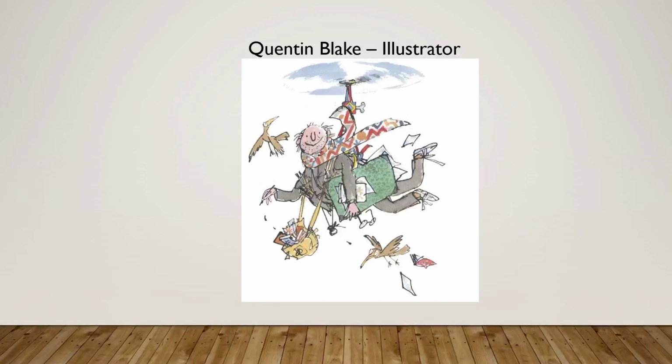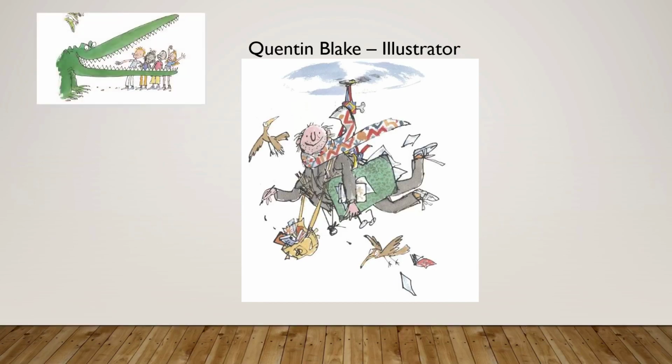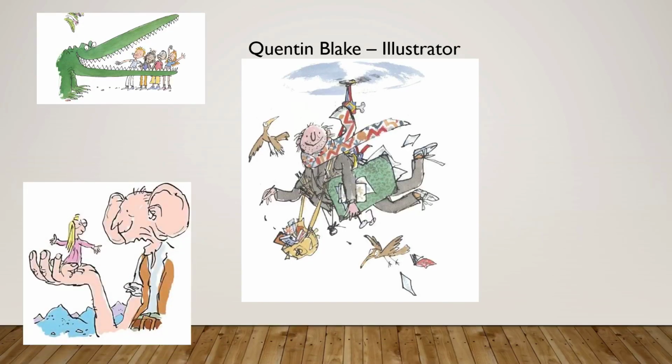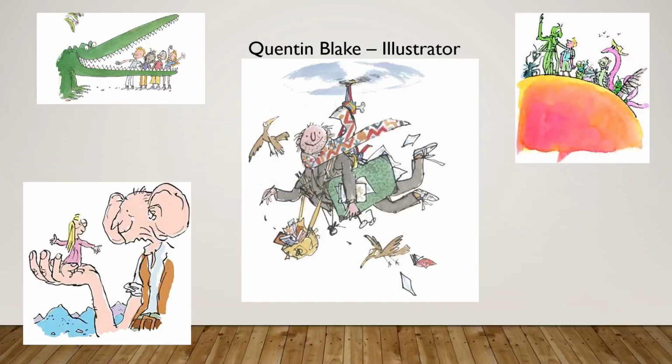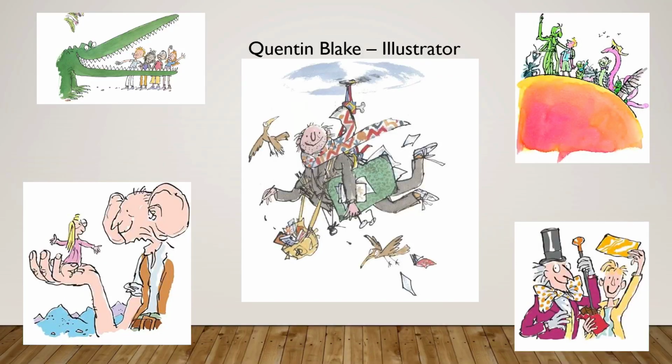He has a very recognisable style of drawing and loves to create characters using simple lines while still showing lots of emotion in his characters. Here is the enormous crocodile. Here he has drawn the giant and the girl in the BFG. You might recognise this from the story James and the Giant Peach, and these are his illustrations for the story Charlie and the Chocolate Factory. Here is Quentin now talking about his drawing.